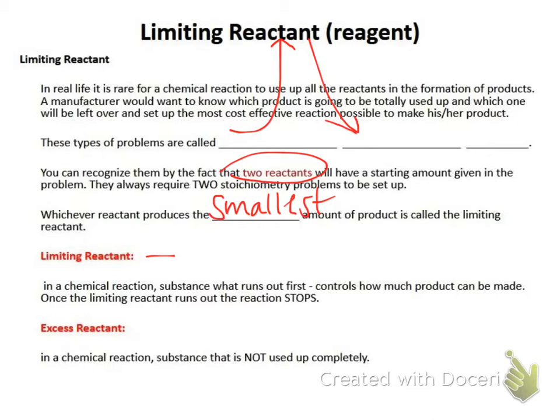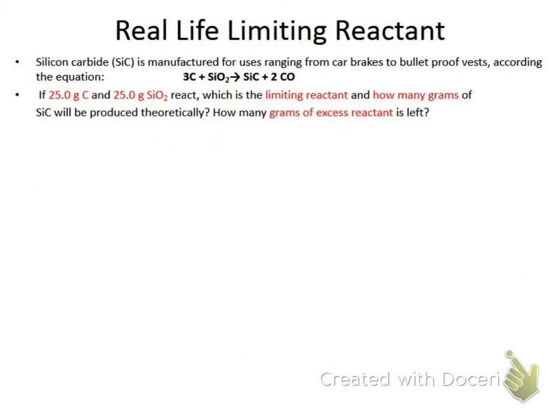It controls how much product can be made, because once you run out of it, the reaction stops. And the excess reactant is the substance that is not used up completely, and it's left over. Probably you've noticed in a couple of problems we may have said something like excess sulfuric acid reacts with sodium chloride, how much product can you make? Well, now it won't say that. It'll give you information about both. So we're going to work two examples. By now you've probably practiced the stoichiometry and hopefully have it down, so now this will just be an extra step.